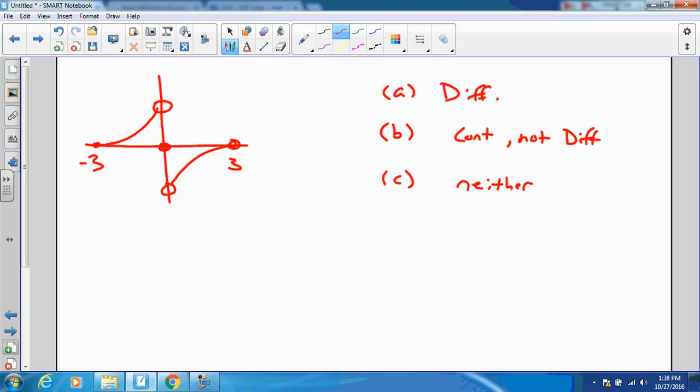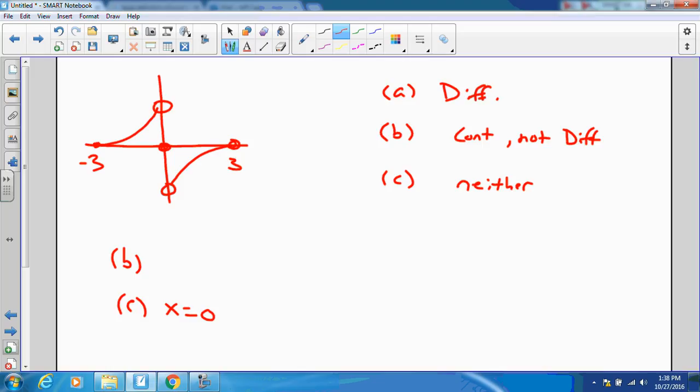And neither continuous nor differentiable. Okay? So I'm going to start with discontinuities. Do you see any points of discontinuity? Where? Yep. So in part C, we identify x equals 0 as a place where f is neither continuous nor differentiable. Notice I'm really answering these questions in reverse order because the points of discontinuity are the easiest to see.